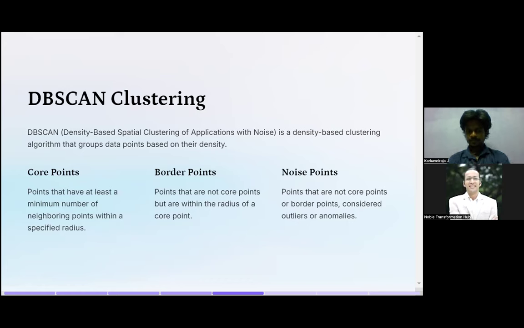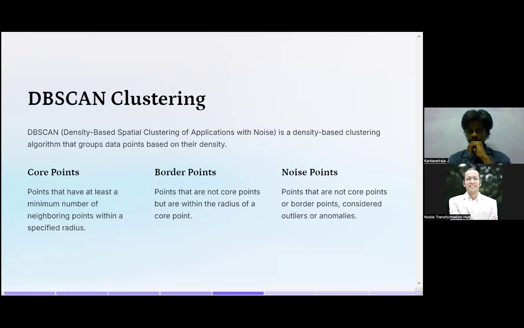So core points are the points that have at least a minimum number of neighbor points within a specific radius. As Raja already mentioned, we need to have 5 points so that we call it a cluster, right? So we need a minimum number of neighbor points within the specified radius. There's a limit to it. So it should be within a specified radius. Okay, so that is the core points.